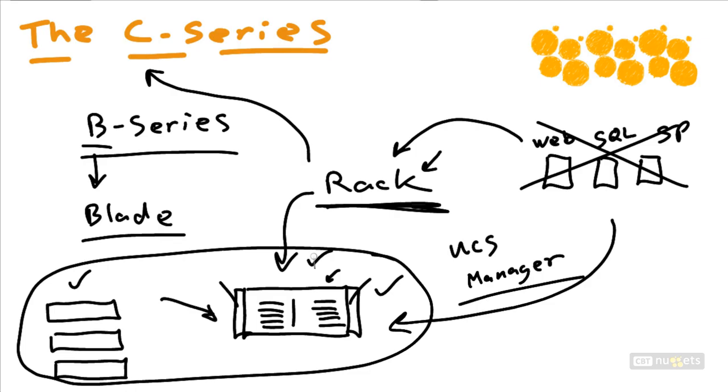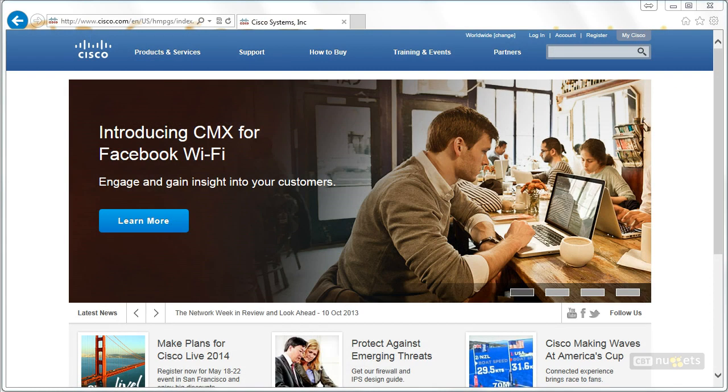With earlier models of the C series devices and software, you couldn't always manage them along with your B series equipment. But that has changed, and that's obviously a change for the better. Now, have you thought at any point during this course about how Cisco has changed? How this data center revolution has changed Cisco? Well, if you haven't thought that, I think you might think it now.